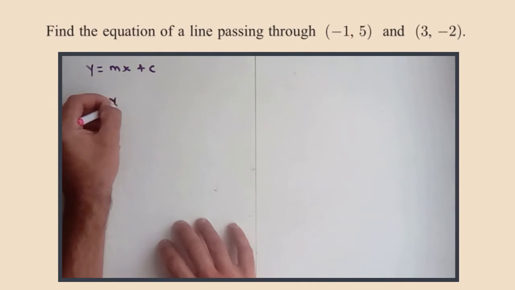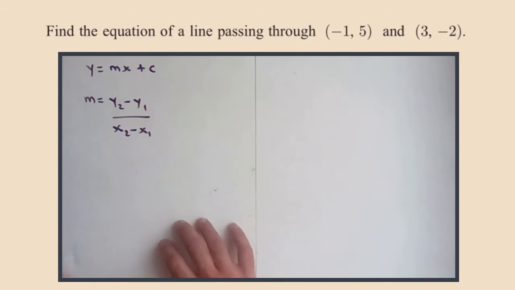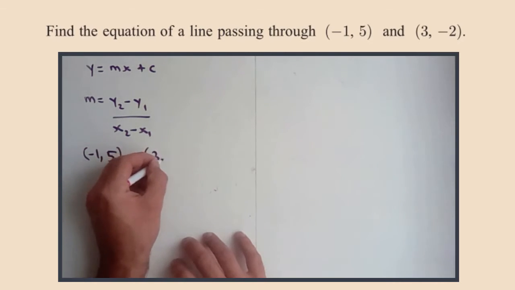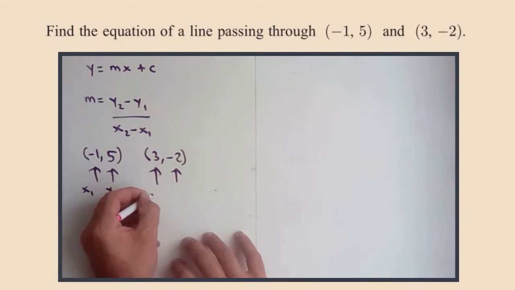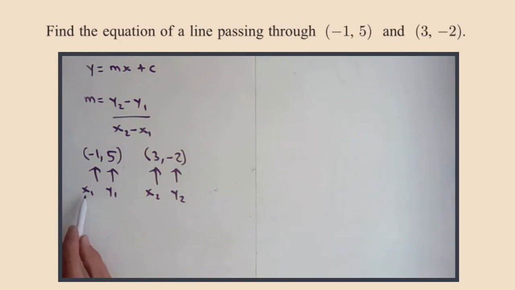m equals y2 minus y1 over x2 minus x1. It doesn't really matter which point you pick as x1, y1 and x2, y2, but if I write these down, (-1, 5) and (3, -2), I'm going to call this point 1, x1, y1, and this point 2, x2, y2. If you did that the other way around, it would work fine as long as you got it right. The problem is if you start calling this, say, x1, y2. Now that isn't a good idea. It will only go one way, the wrong way.